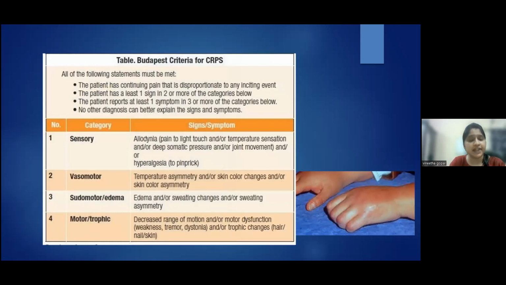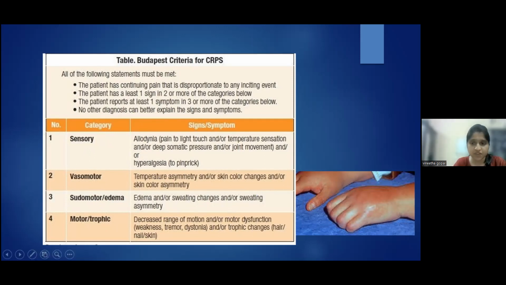So this is the Budapest criteria. You can go back and study this. The patient has continuing pain, disproportionate to the inciting event, at least one sign in 2 or more of the categories, one symptom in 3 or more of the categories, and no other diagnosis. In sensory, we have pain, hyperalgesia, allodynia. Vasomotor, we have temperature and skin color changes. Pseudomotor or edema, we have edema and sweating asymmetry. Motor and trophic means decreased range of motion, and trophic changes means nail, hair, and skin changes.